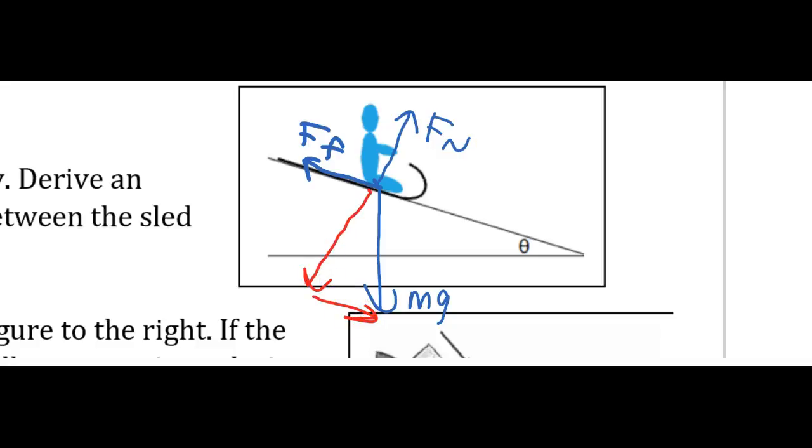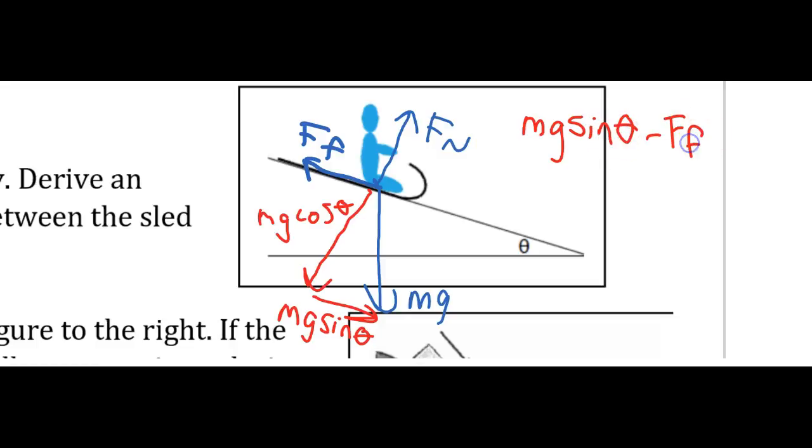We've joked about this a lot. What sends you to the bottom of the ramp? That is mg sine theta, and here you have mg cosine theta. So it's asking for the coefficient of friction, so that's in the x direction. So let's start with my net force in the x.